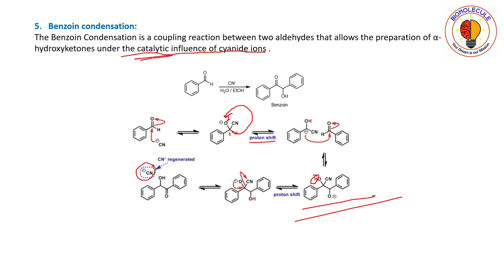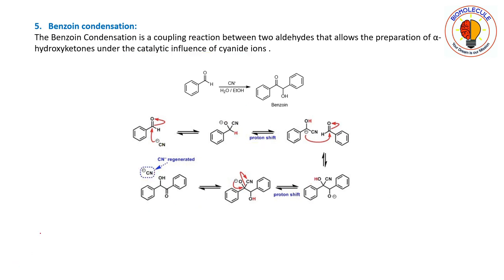That is catalytic. What do you mean by a catalyst? A catalyst is the substance which accelerates the rate of the reaction without being used up. The catalyst takes part in the reaction, but after the reaction it regenerates, so without being used up. So here we are getting cyanide ion back, and what you are getting is alpha hydroxy ketone.